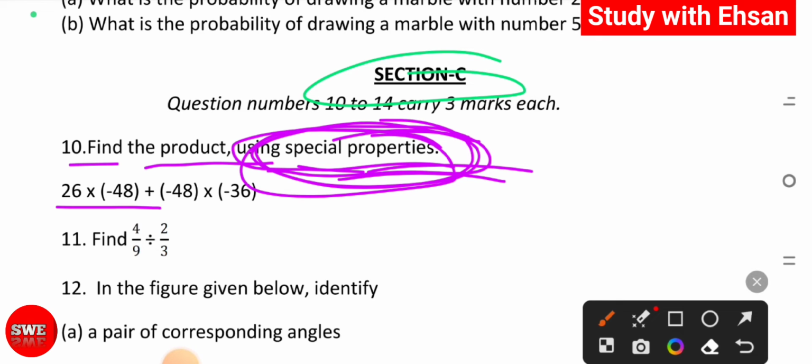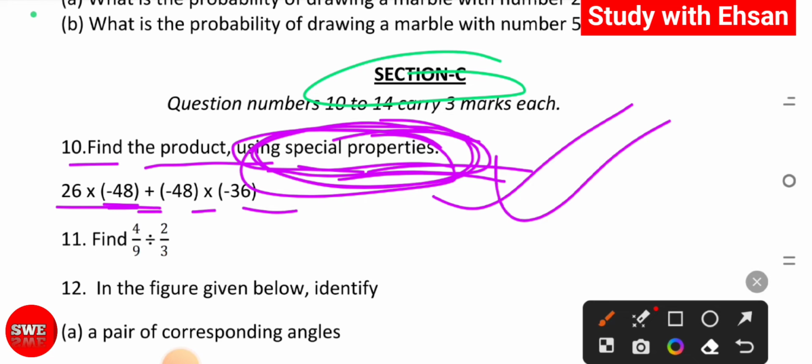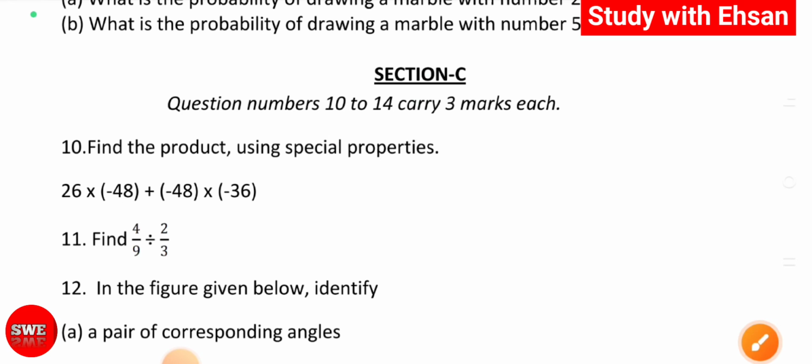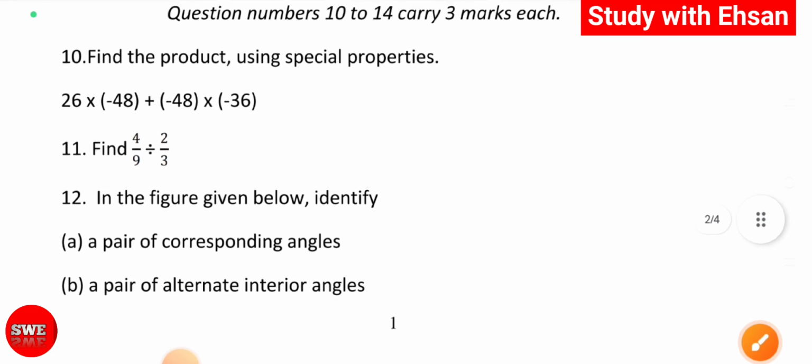Question number 10 is 26 multiplied by minus 48 plus minus 48 into minus 36. Apply a suitable property. I hope you all have learnt about it, you all know. Then apply the property, then find the product. And question number 11 is find 4 upon 9 divided by 2 upon 3. Yes, 4 upon 9 divided by 2 upon 3, a question from fractions.